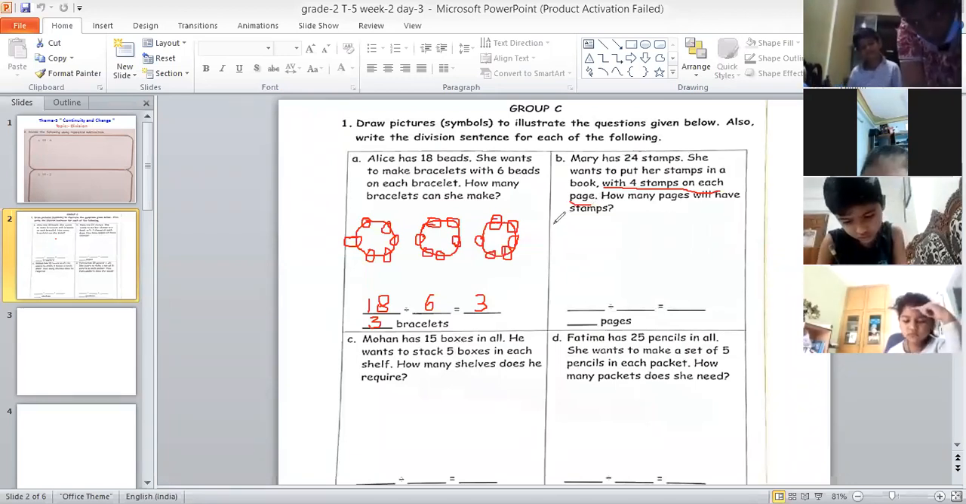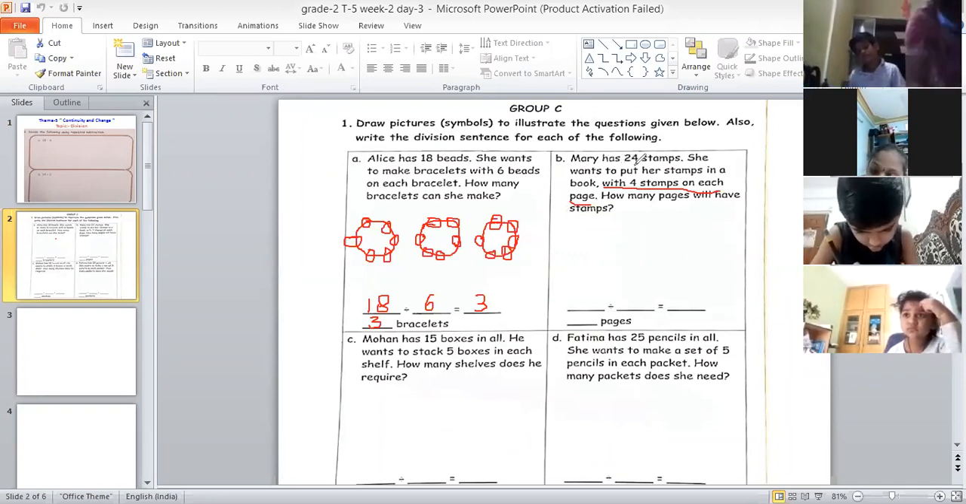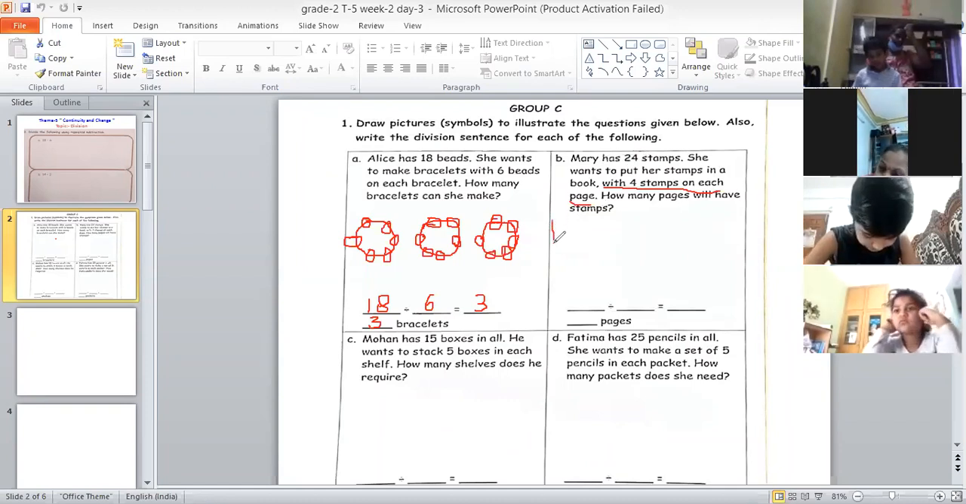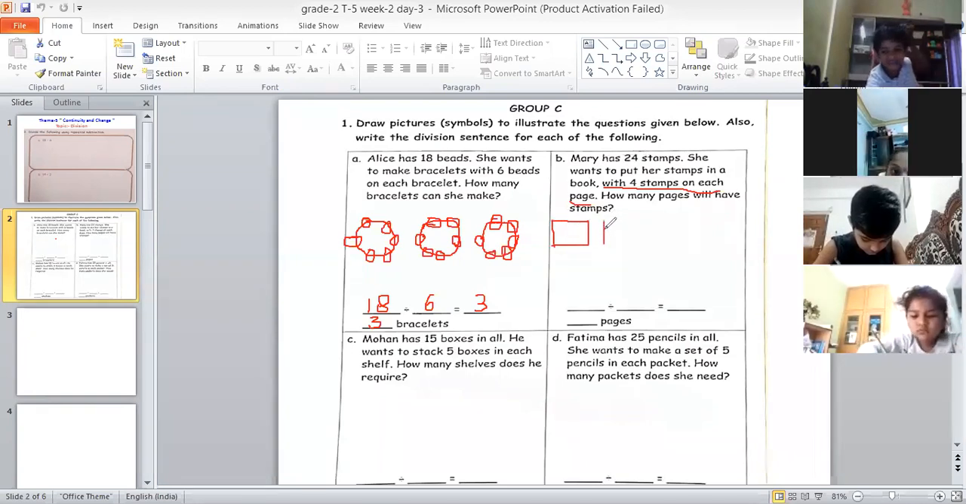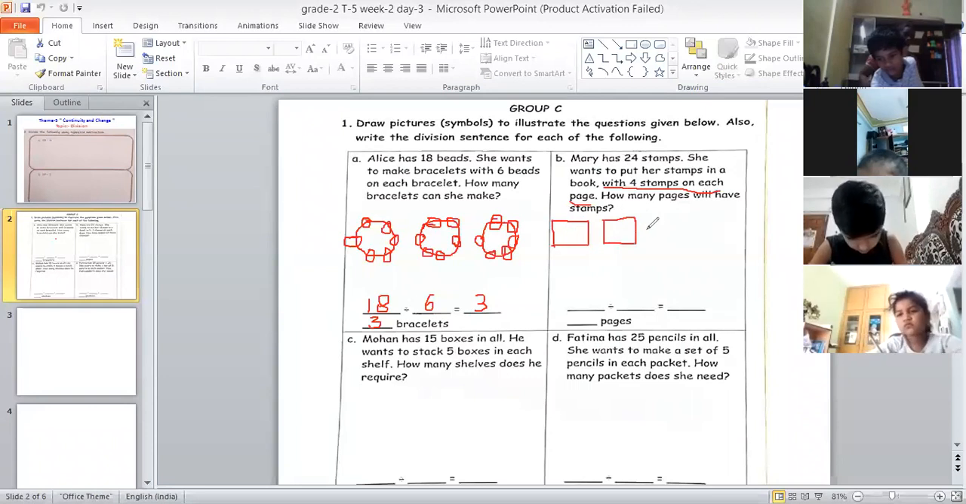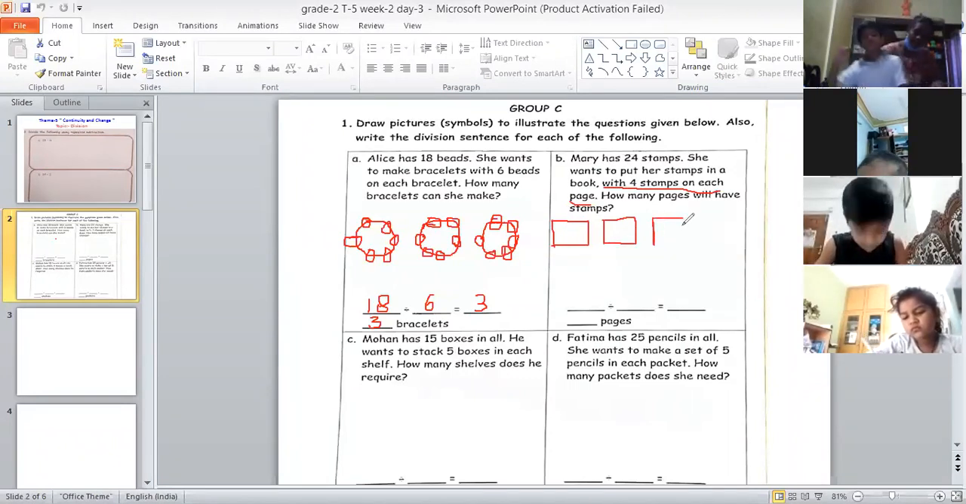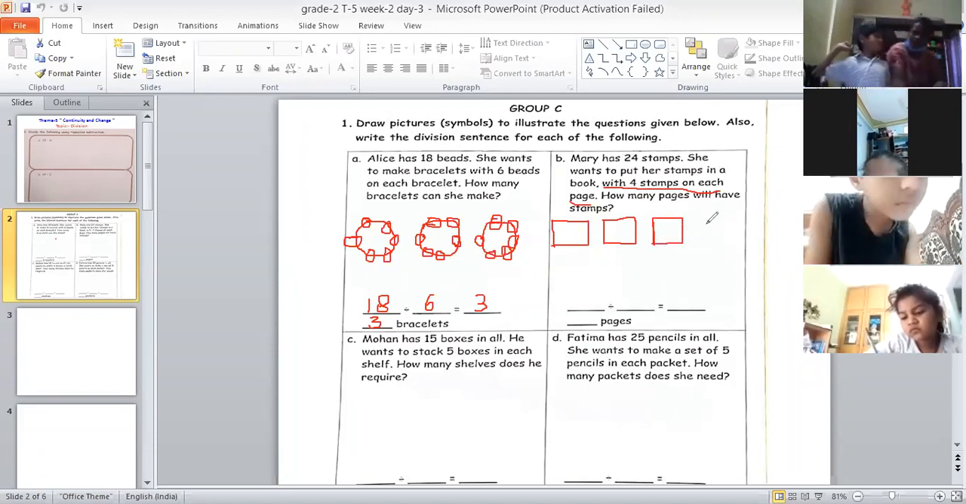So this time we have to divide these 24 stamps. Now let us start dividing them. We'll try to make one page like this. Okay, let us make 2-3 pages first. I want you all to look at your screen. Supratik, please look at your screen. If you are not paying attention, you won't be able to understand.